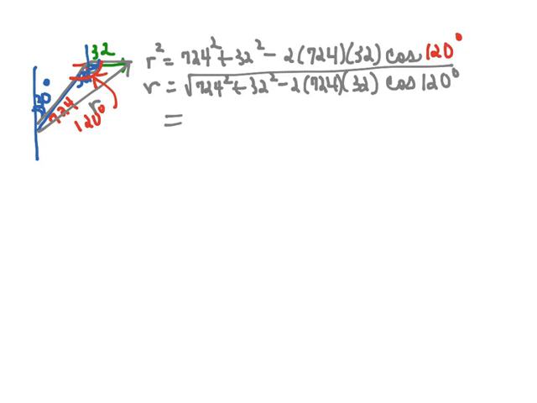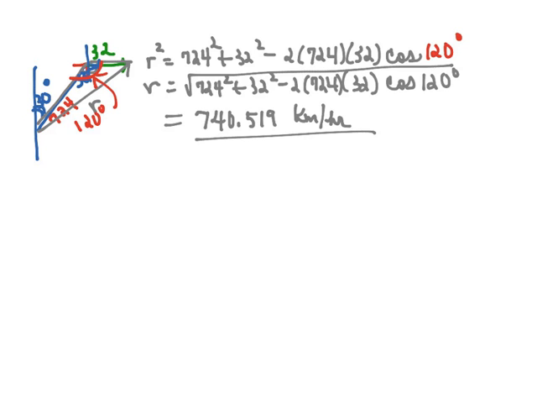So if we enter that on our calculator, we get r is 740.519, and that would be kilometers per hour. So that is the resulting speed of our plane.